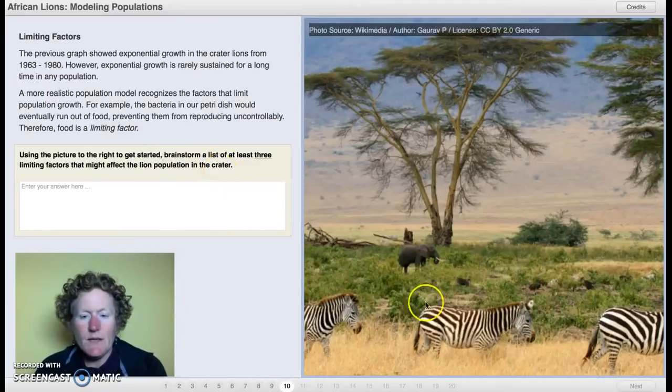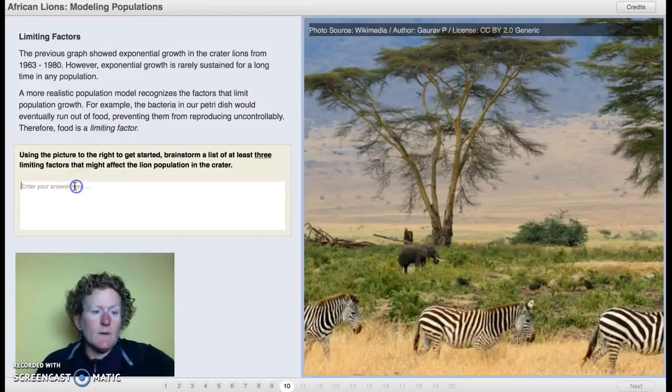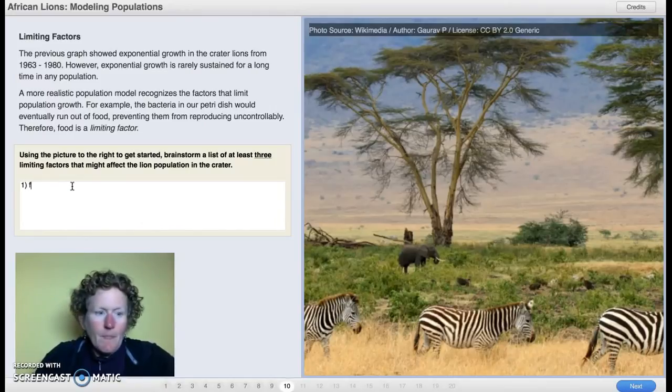Well, the first thing I see here that we already talked about is food. Zebras are food for lions. So that's number 1. Food.